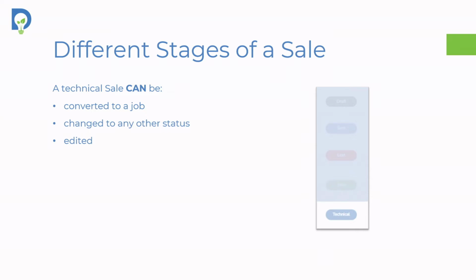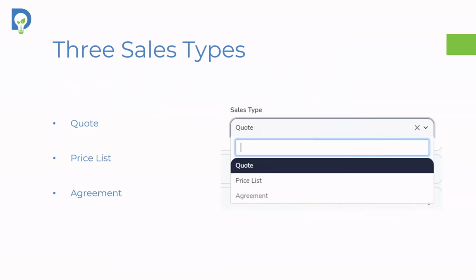Okay, so they're the different stages. We've got draft, we've got sent, we've got lost, we've got won, and we've got technical. So next, we look into the three types of sales. Within the sales area, we have three types of sales: we have a quote, we have a price list, and we have an agreement. They are different and they serve different functions.